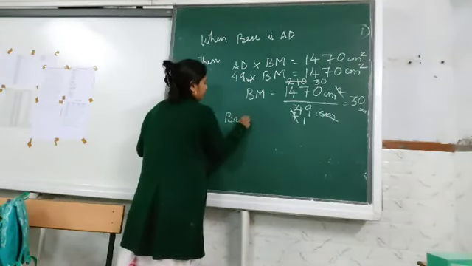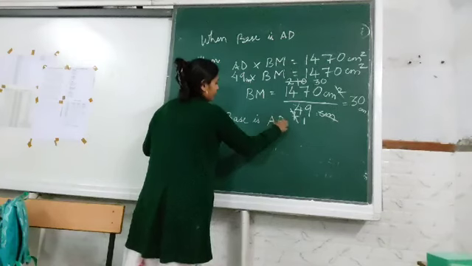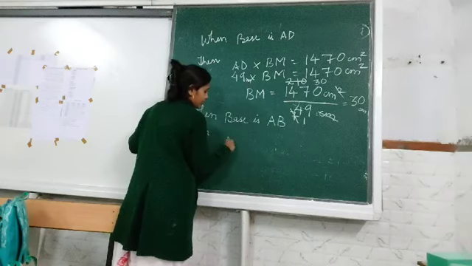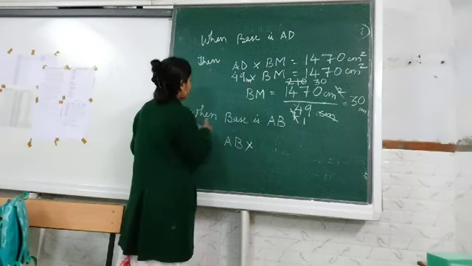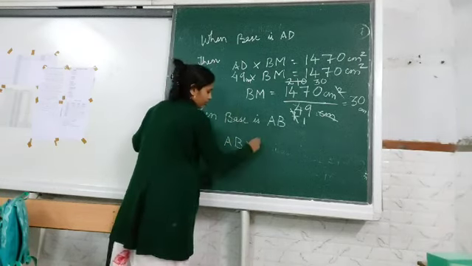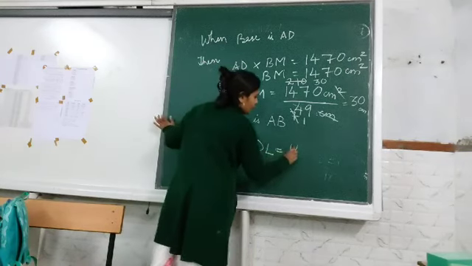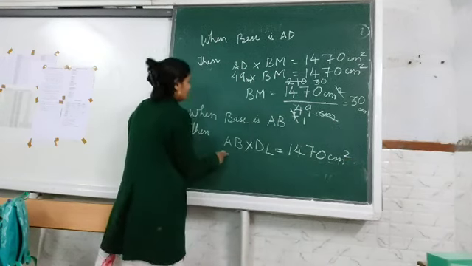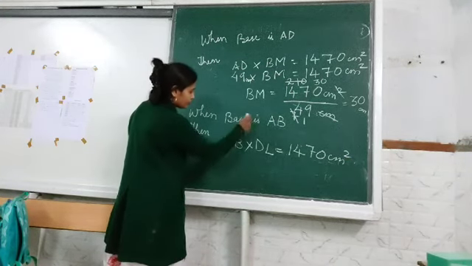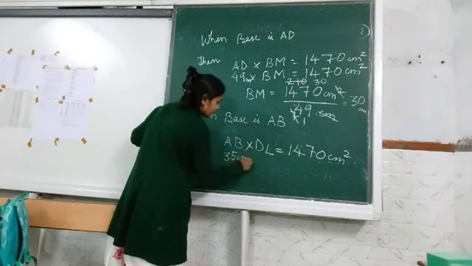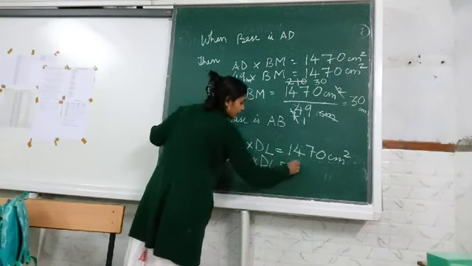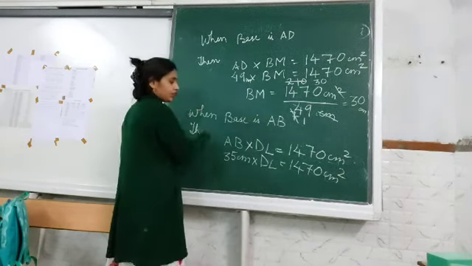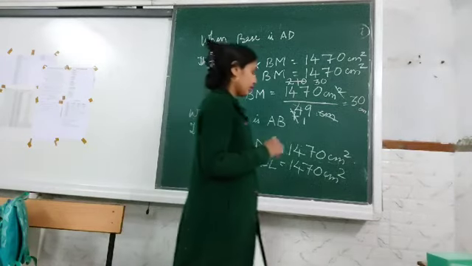When base is AB, then base into height, that is AB into DL, is equal to 1470 centimeters square. Now, what is AB? How much was AB? AB was 35 centimeters into DL is equal to 1470 centimeter square. 35 will shift that side.